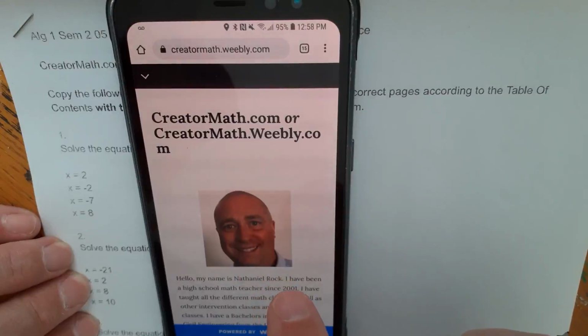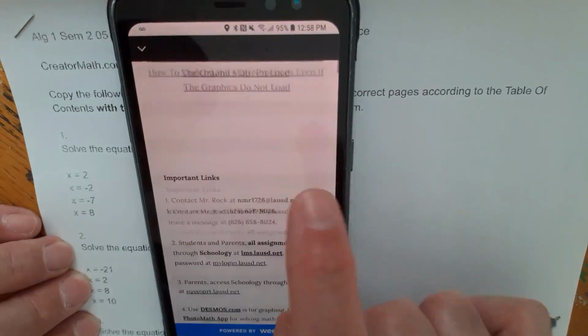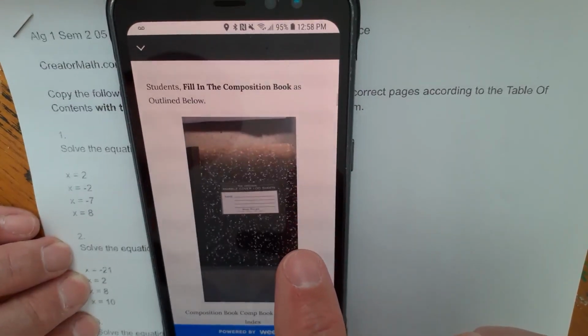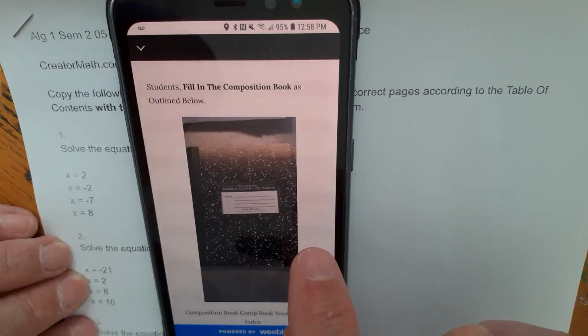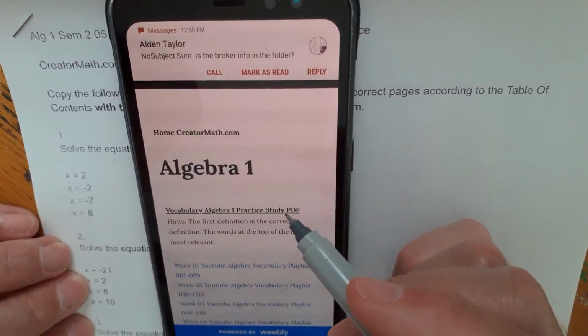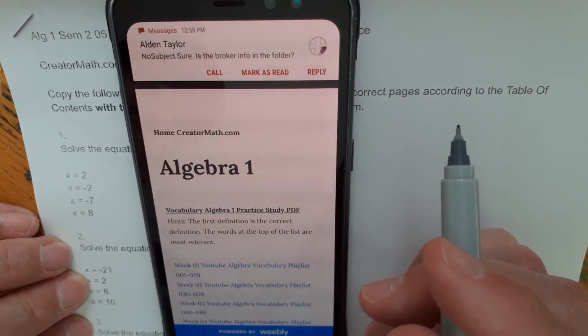Any information you need on the composition book, if you don't understand it or how to put it together, scroll down on this home page until you see big words, composition book, and you see a picture of one. Follow all the videos and instructions, and if you do what it says, you should have a very high score on your comp book. So let's go to algebra, where all the notes, videos, etc. are labeled.